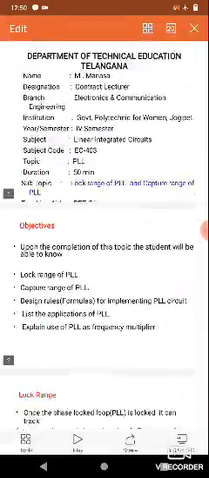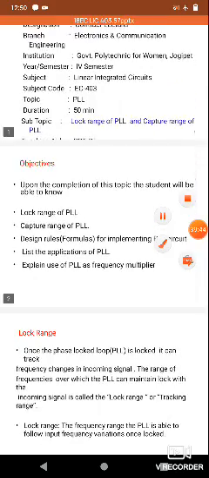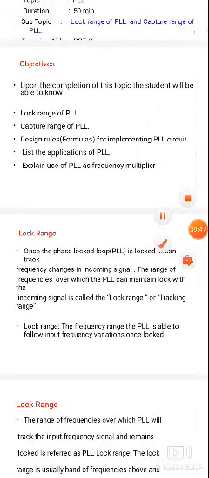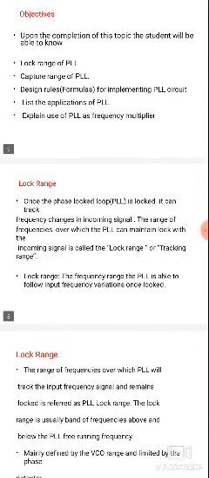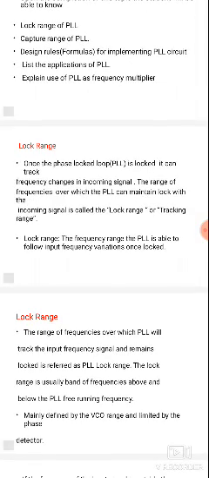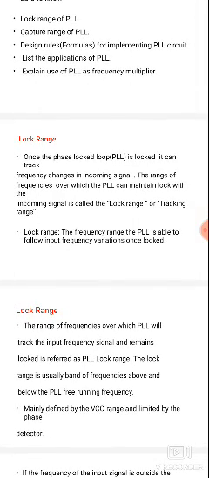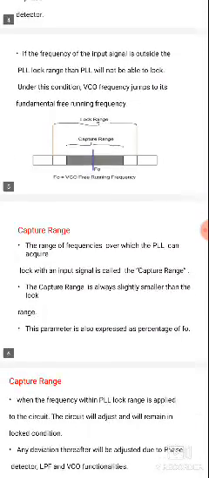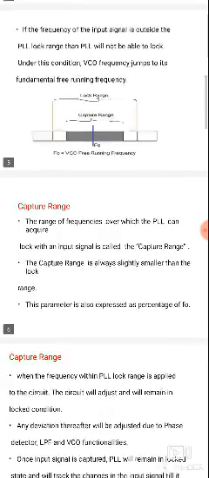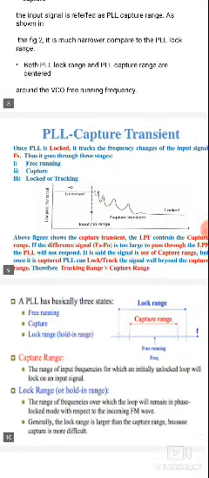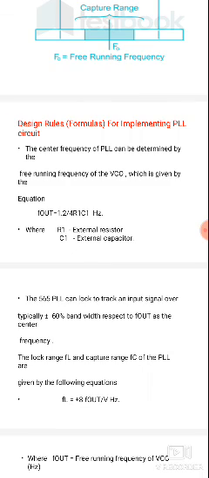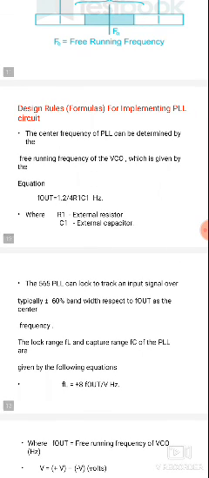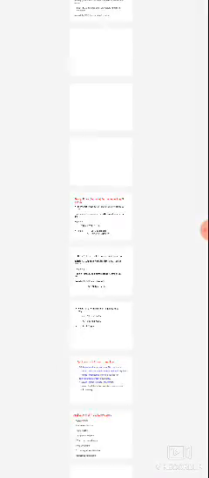So today we completed the lock range definition, capture range definition, design formulas for implementing the PLL circuit, applications of PLL and the PLL frequency multiplier. Lock range is when output is equal to input. Capture range is when we apply input and the output starts tracking. Capture range is narrow bandwidth, lock range is broad bandwidth. Design rules: we can obtain the formula f out is equal to 1.2 by 4R1 C1, where R1 is the external resistor and C1 is the external capacitor.